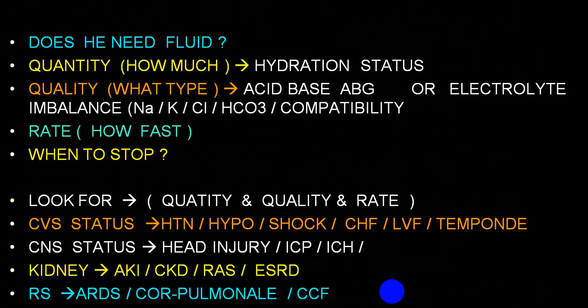Now always answer: does he need fluid? How much quantity, by looking at the hydration status. What type of fluid he requires, depending upon acid-base balance, electrolyte imbalance, etc. And depending upon all these three, how fast I should give and when to stop. Look for the quantity, quality and rate. And that can be altered by cardiovascular status, CNS status, kidney status, respiratory status, and liver. Look for all those.